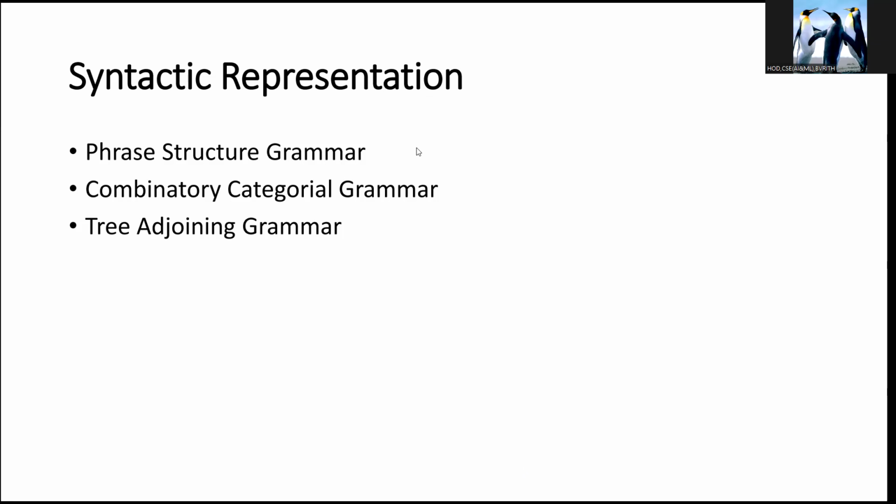Today we'll discuss the syntactic representation. Syntactic representation is one of the main parts of syntactic parsing. It contains three types of syntactic representation. One is a phrase structure representation, another one is a combinatory representation, and the third one is a tree adjoining grammar related representation. So today we'll cover the topic of phrase structure grammar representation, and we'll see how it is done and how we can represent the phrases of a sentence in a structure.